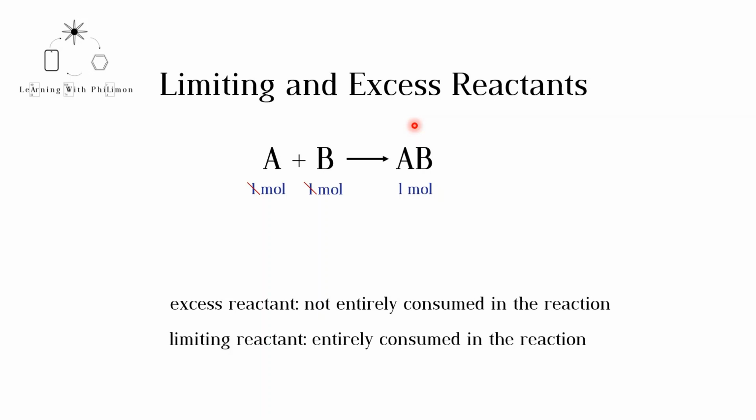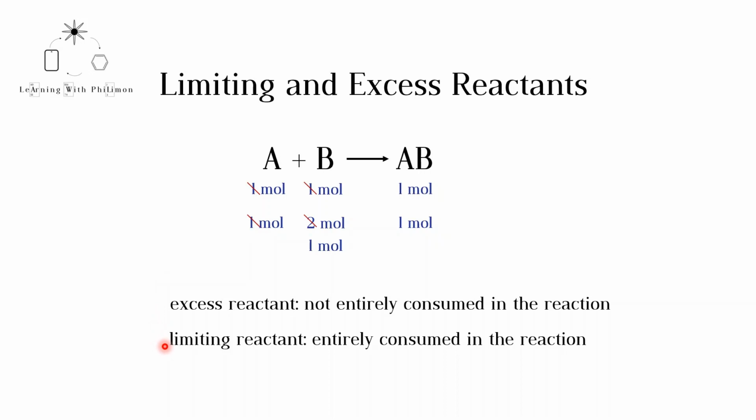Let's consider the scenario where we react 1 mole of A with 2 moles of B. A and B both have a coefficient of 1, so there's a 1-to-1 ratio between the reactants. 1 mole of A reacts with 1 mole of B, forming 1 mole of AB. This means that there is 1 mole of B left over. There is no more of A for B to react with. In this case, B is the excess reactant and A is the limiting reactant.